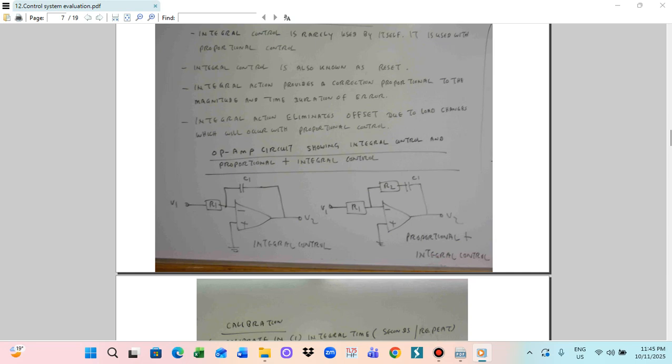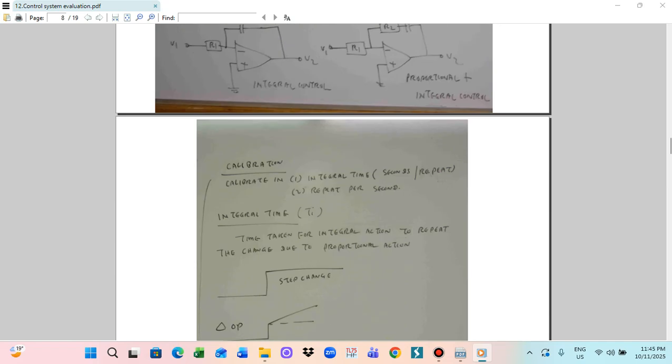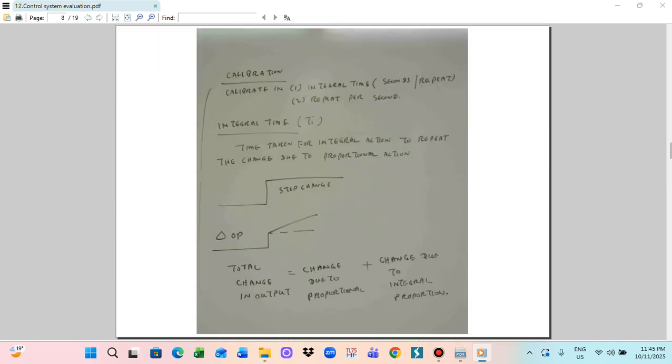So in this case, this is the integral side, the input adjustment. We have to change the adjustment, so we can change the integral time or the repeats per second. By this way, we can do the calibration. The integral time means the time taken for the integrated action to repeat the change due to the proportional action. So this is the integral side.